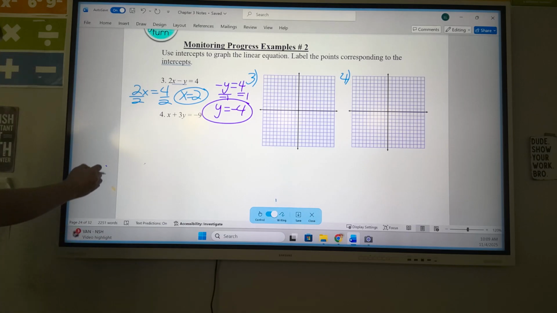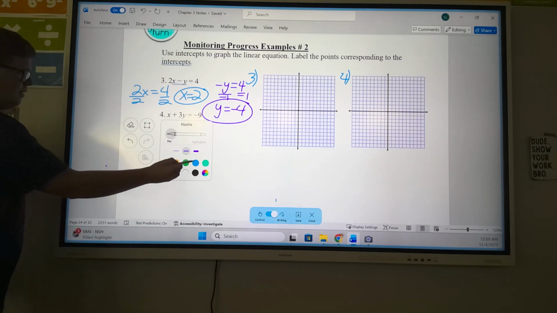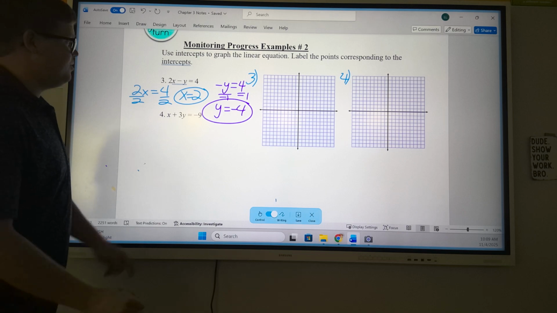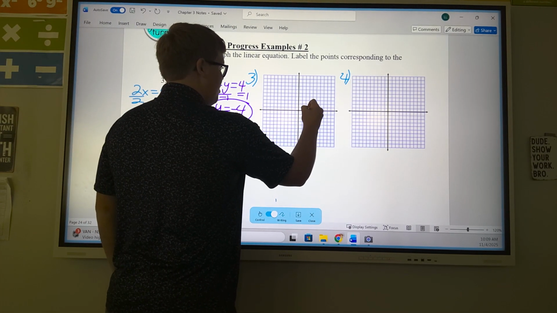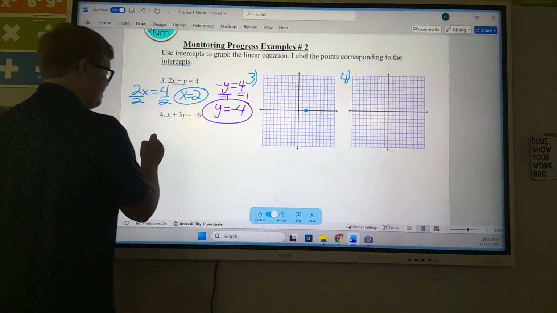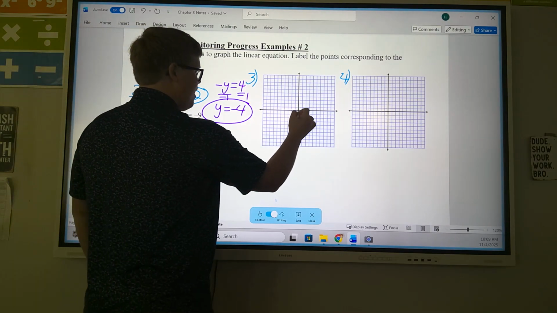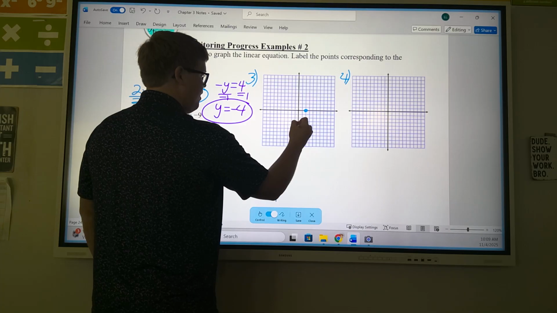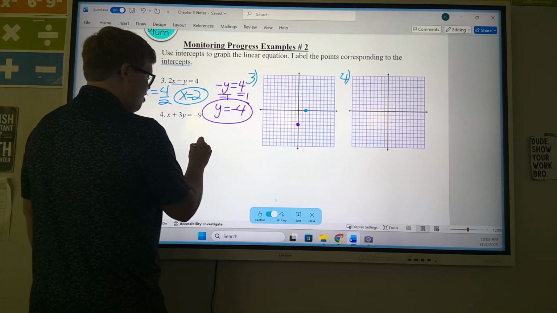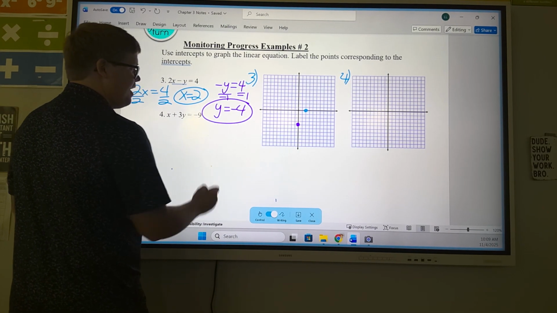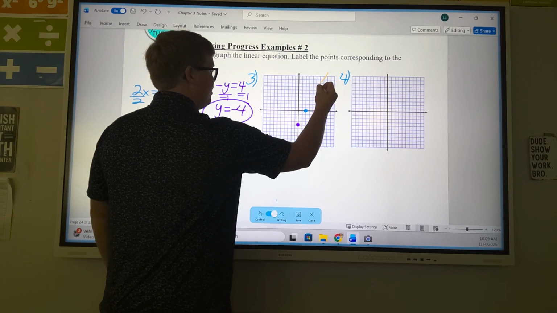Let's go ahead and graph both of them. Our x-intercept's at 2. We go over to 2 on the x-axis, make our dot. And our y-intercept is at negative 4. So that means we have to go down 4 on the y-axis. 1, 2, 3, 4. And make our dot. Now all we have to do is connect our 2 dots and draw our line.